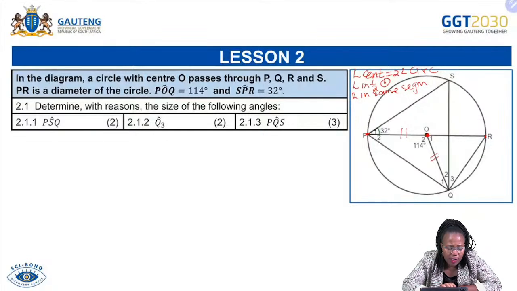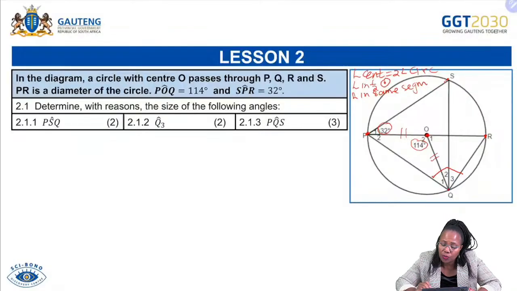Okay, now I can read the statement in the diagram. A circle with center O through PQRS, and then PR is the diameter. We have already identified that. If it's a diameter, that means this angle is 90 here. Okay. And then angle POQ is given as 114 degrees, as indicated. And then angle SPR is indicated as 32. The values are indicated. And then they say determine with reasons the size of the following angles.